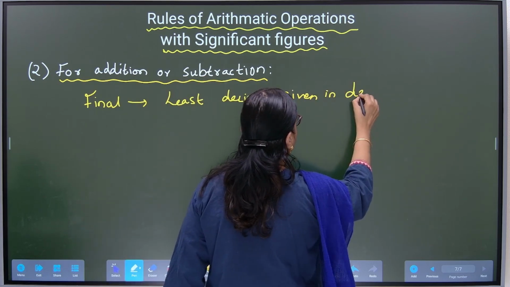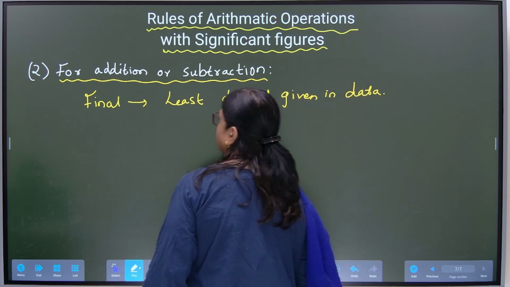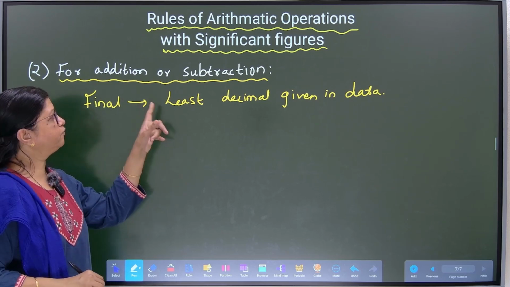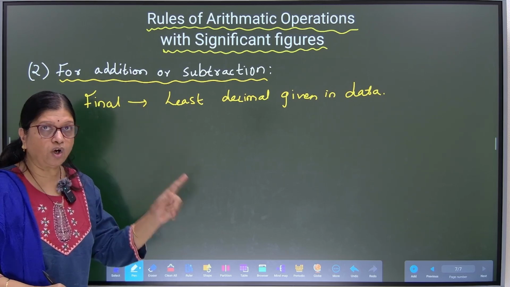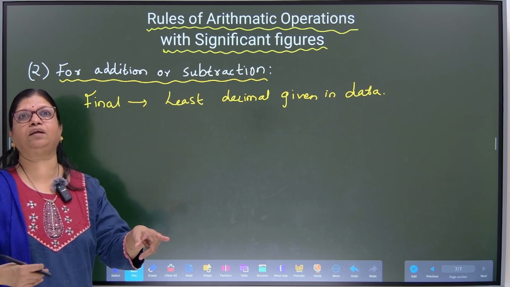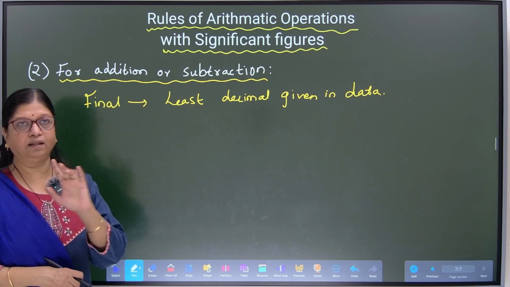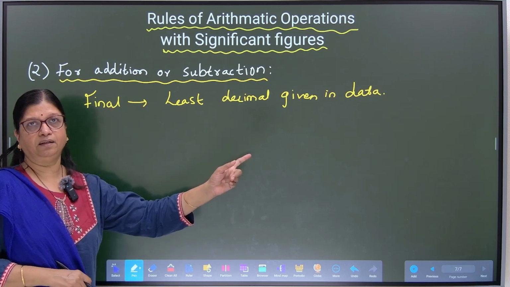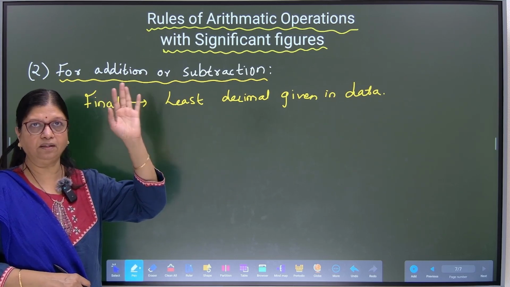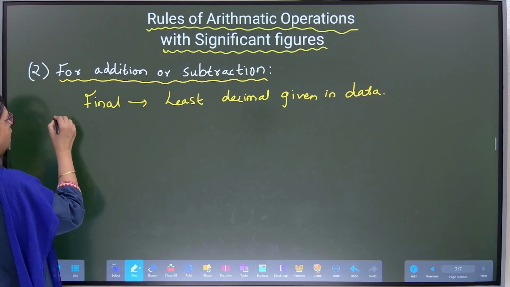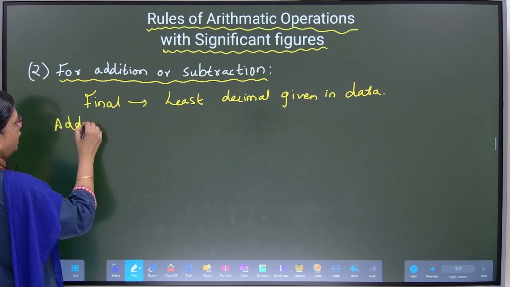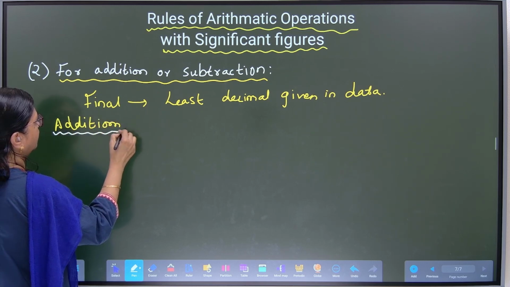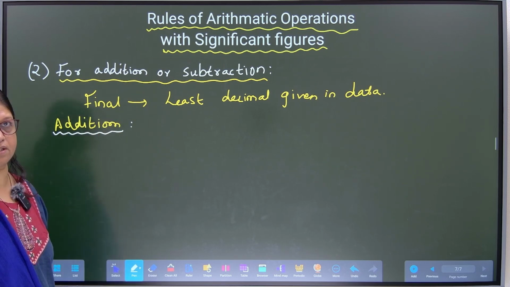So let us understand this with an example. In the multiplication and division, the final answer was supposed to have the least significant figures in the data. Here the final answer must have the least decimal in the data, given in the data. Okay, so now let us understand with an example. Let us first do addition of 2 physical quantities or 3 physical quantities or 4 physical quantities.